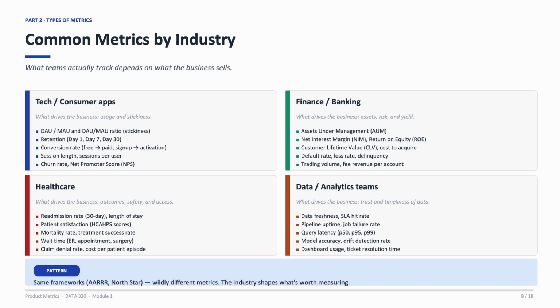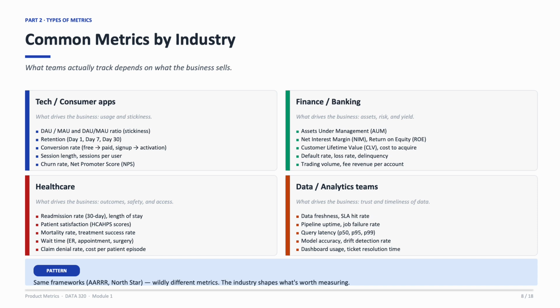In finance, the units are dollars at risk and dollars earned. So you see assets under management, net interest margin, return on equity, default rate, customer lifetime value. In healthcare, the units are patient outcome and safety, like readmission rate, mortality rate, patient satisfaction scores, wait time. In data teams, the business is trust in the data itself. So you see freshness, pipeline uptime, query latency percentile, model drift.